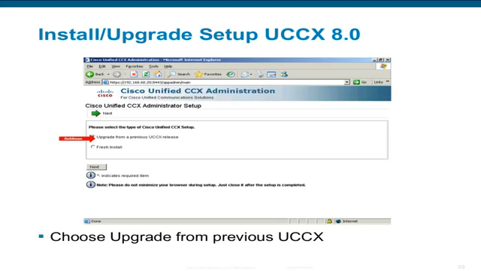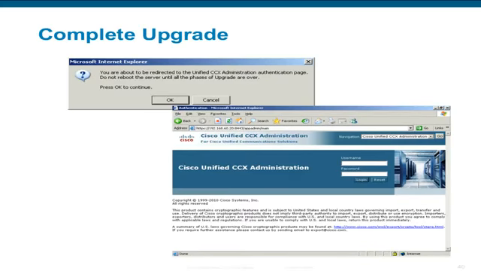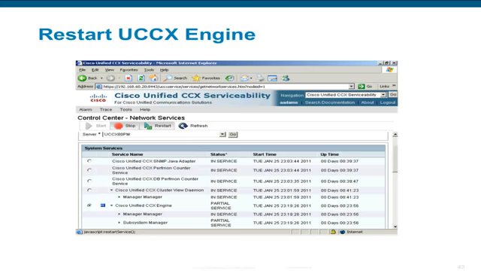This is phase 3. And phase 4, we must restart. There are 2 services you need to restart: JTAPI and CCX Engine. And the final phase is to update CAT, Cisco Agent Desktop.